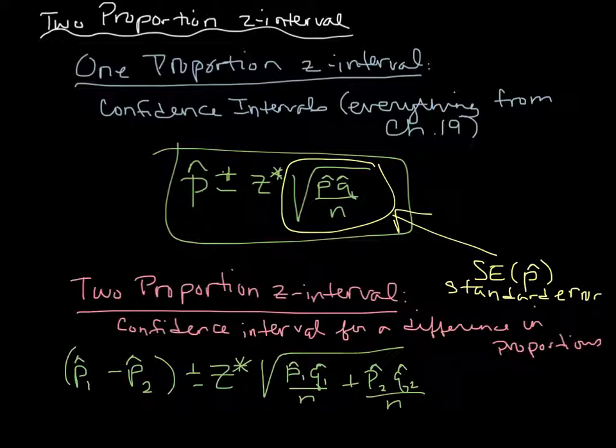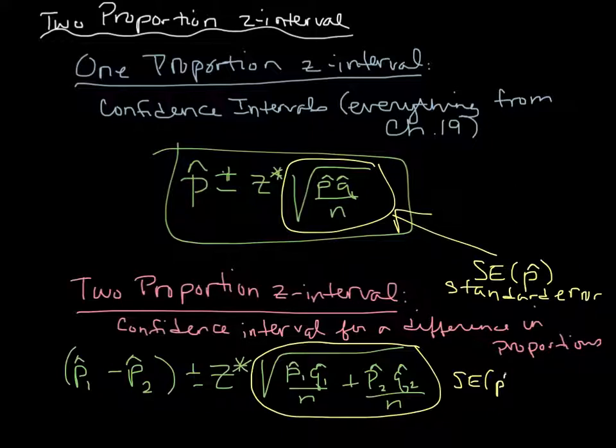And in our new equation, it's the same thing. The only difference is that we have a slightly different notation for it. We do the standard error of the difference between our p hats. So let's do an example.